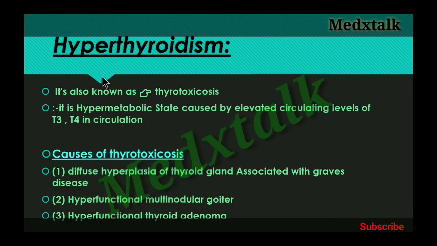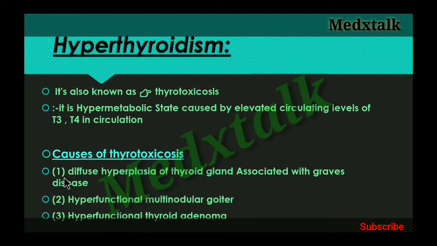In hyperthyroidism, T3 and T4 are excessive in circulation. So we are discussing hyperthyroidism in detail. Hyperthyroidism is also known as thyrotoxicosis. It is a hypermetabolic state caused by elevated circulating levels of T3 and T4 in the blood. Okay. The three causes of thyrotoxicosis are described here.